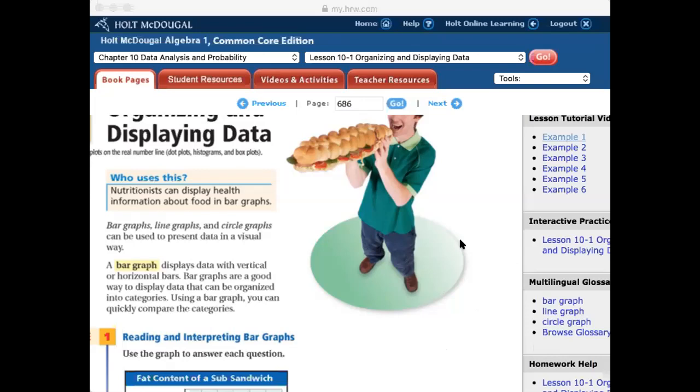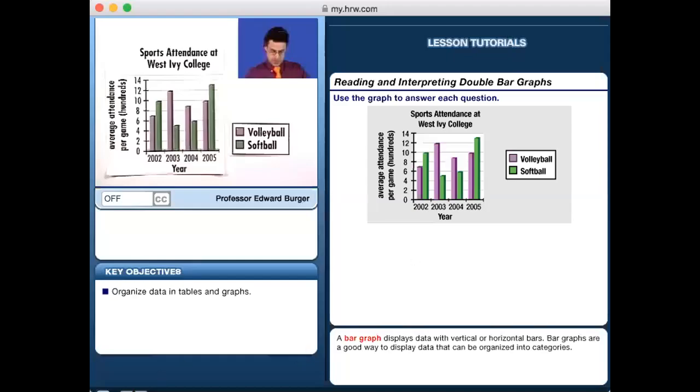Okay, so let's watch here example 2. Now you can see it, girls, right? Yes.